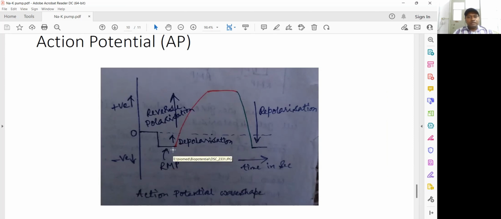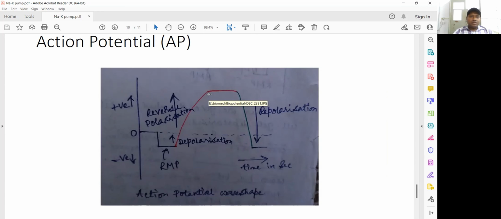Now, if we provide some excitation to the cell, what will happen? There is some reversible wave shape that will be shown in the nature of the cell. It will show some reversible nature. Initially it will be depolarized. That means the RMP value of minus 90 millivolt will decrease towards zero. Then it will be reverse polarized. That means it is now getting some positive values.